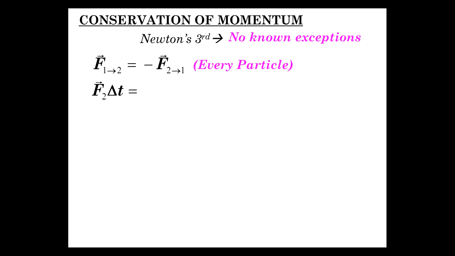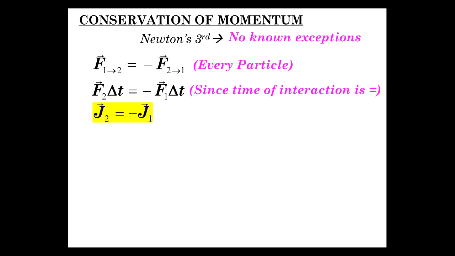And anytime some force occurs, it occurs through time. So we can multiply both sides of this by delta t, since the interaction time is always the same. You can't interact in a way that's isolating a particle. So the time of interaction is the same, and the force is the same.